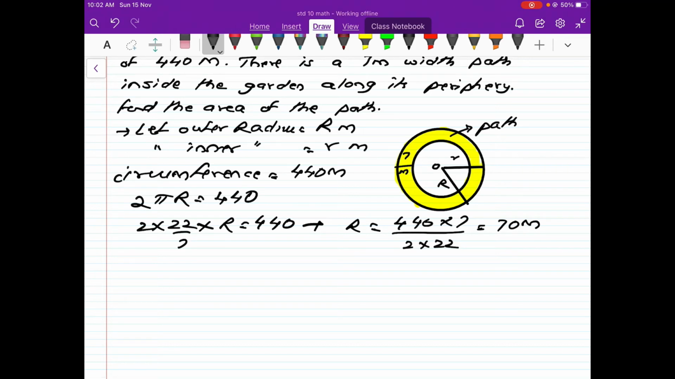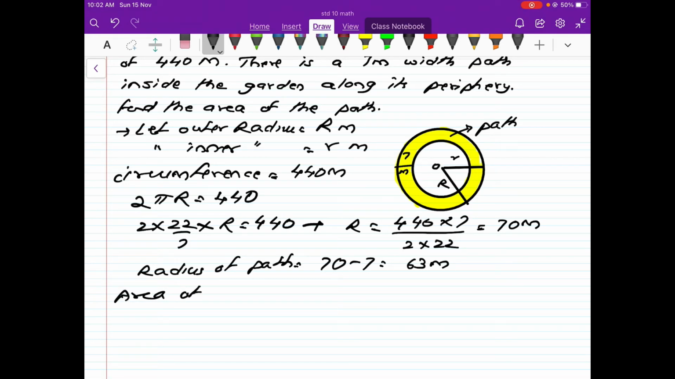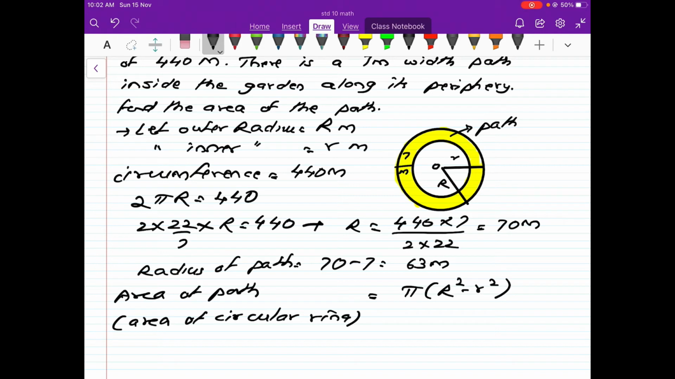So what is the radius of the inner circle then? It will be simply 70 minus width of the path, which is 7. So it becomes 63 meters. This is the inner radius. Now we want to find the area of the path. Now area of the path is nothing but the area of a circular ring. So area of path is equal to the area of circular ring, pi R square minus pi small r square.